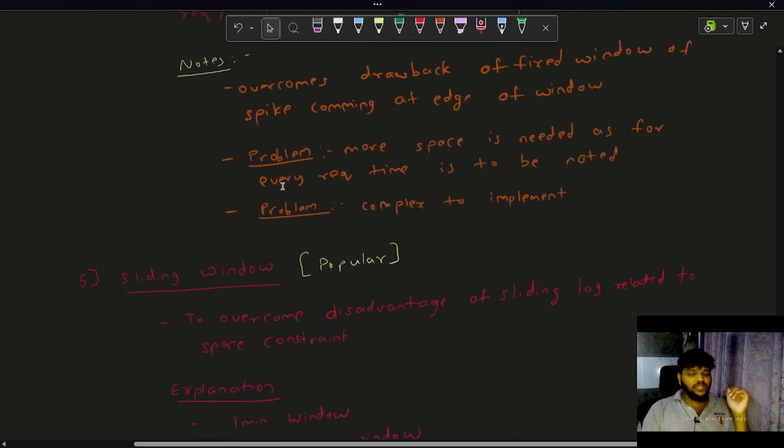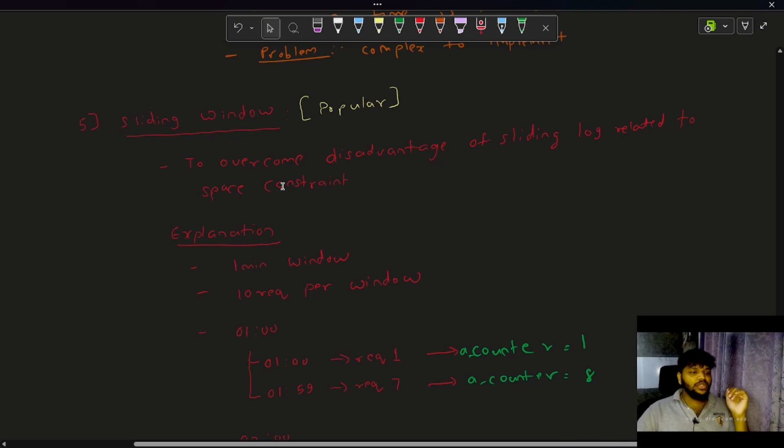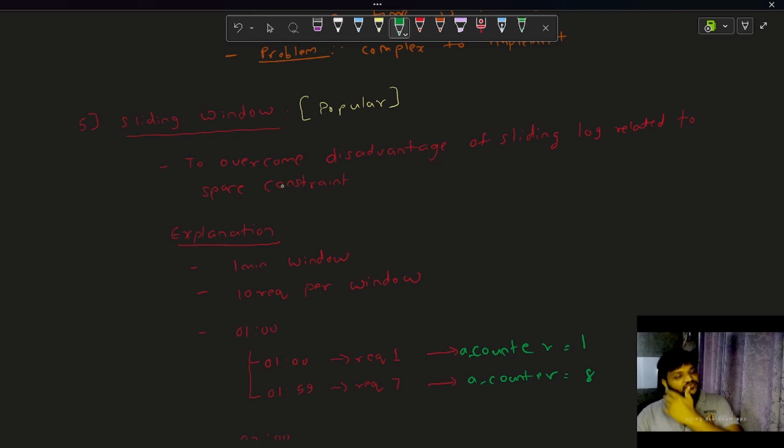Then our final algorithm is the sliding window algorithm. Now this is again one of the popular ones. Previously we said token bucket is a popular algorithm, and this is the second most popular algorithm among the industries that people generally use for deriving rate limiting policies. So now sliding window. Why was it created? It was created to overcome the disadvantage of sliding log.